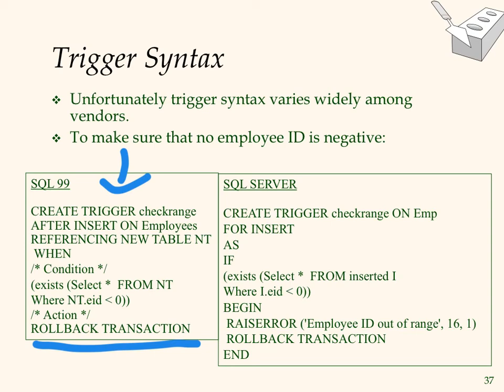Now SQL Server syntax here is just a bit different, and again you can see that it's similar. You can see it's implementing the same concepts, but it's just different enough to be confusing, right? So I have create trigger check range on employees. Okay, so it starts. It forces you to start with what table you're defining the trigger for. And then instead of saying after insert, it says for insert. You have this keyword as in there. Instead of when, it says if.